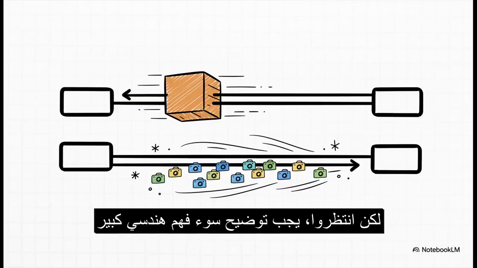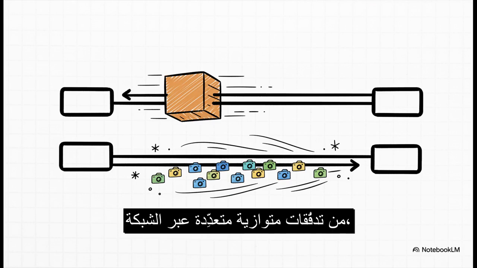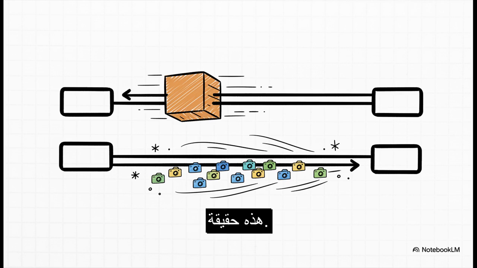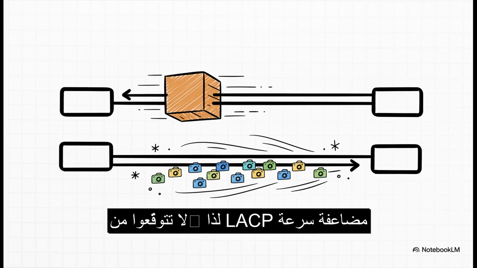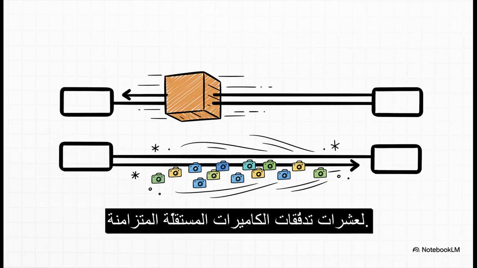But wait, we need to clear up a major engineering misconception right here. While LACP is fantastic at combining capacity from multiple parallel flows across the network, a single TCP flow will stubbornly only use one link at a time. It's true. So please do not expect LACP to double the speed of a single massive file transfer. That's just not how it works. It's there to handle the aggregate traffic of dozens of independent concurrent camera streams.